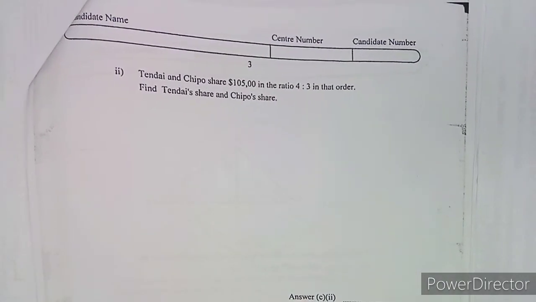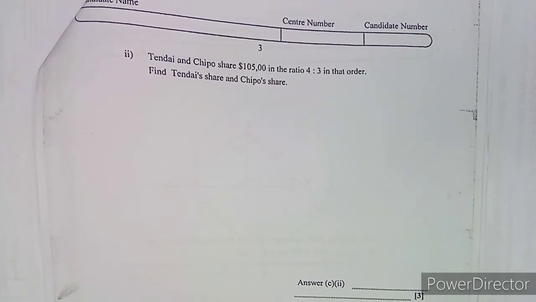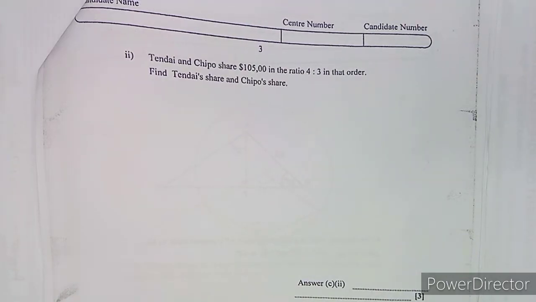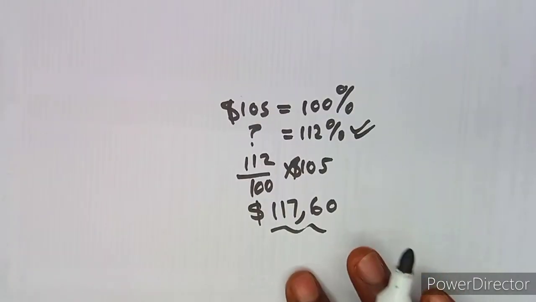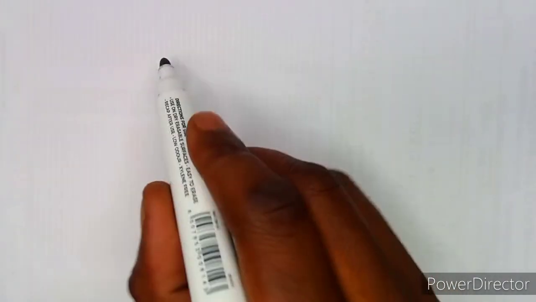Let's see the other question. You are given Chipo and Tendai. Chipo and Tendai share $105 in the ratio of 4:3 in that order. Find Tendai's share and Chipo's share. So they are sharing $105 in the ratio of 4:3. Okay, so this is item 2.